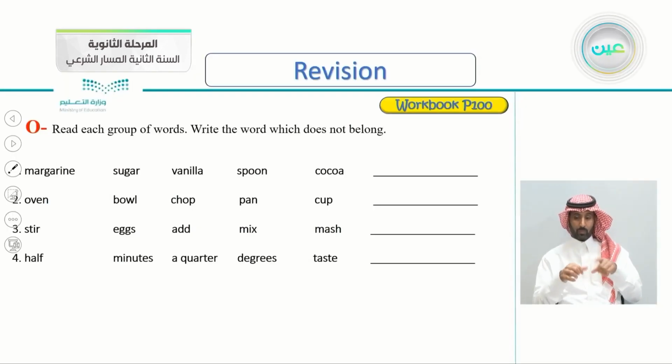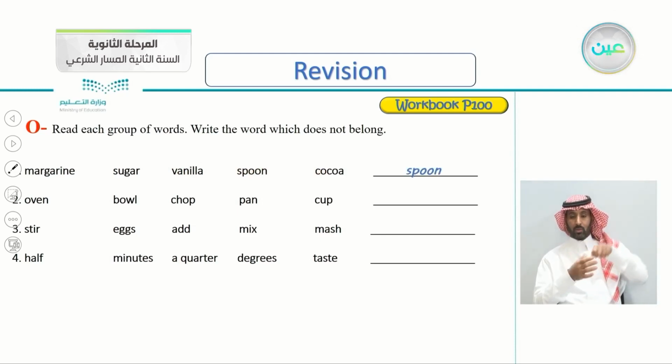So let's answer this one together. Page 100, exercise O, read each group of words. Write the word which does not belong. So the first one here is margarine, sugar, vanilla, spoon, cocoa. So I think this is an obvious one here.